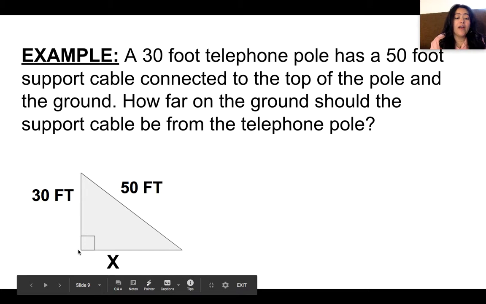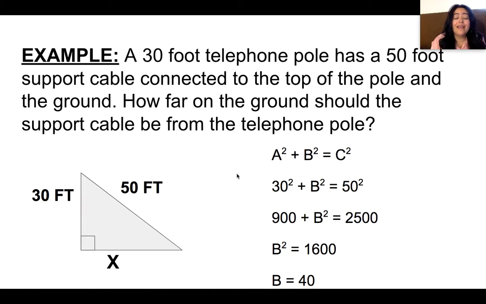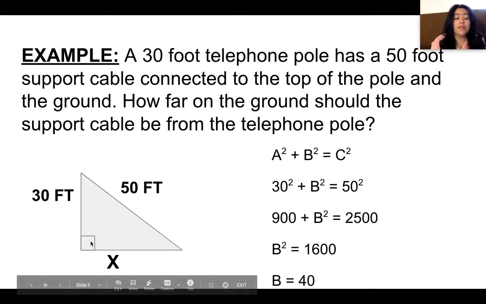And then here, I want to know the distance from the pole to here. So I'm going to use the Pythagorean theorem again: a squared plus b squared equals c squared. In this case, I gave my a value as 30. Again, you could have made that your b value, solved for a, and it would still be the same thing. The most important thing is that my c value is the 50 feet, which is what my right angle is pointing to.